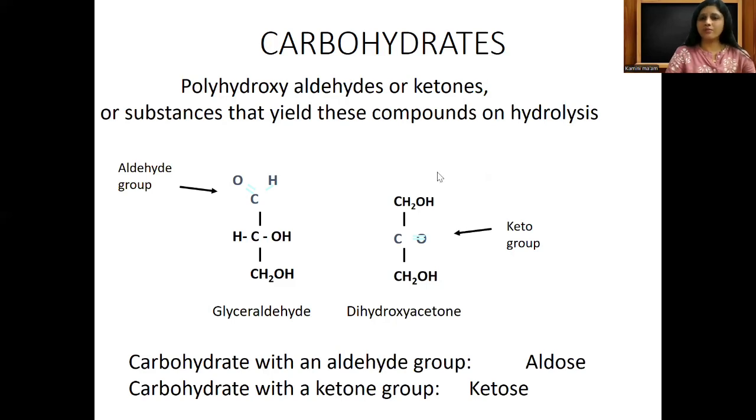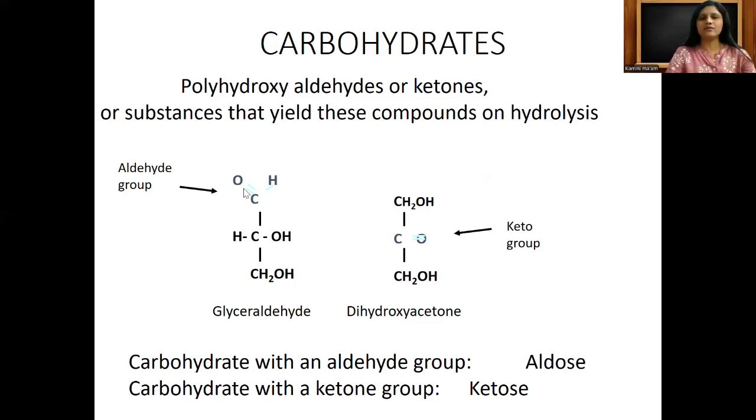So the compounds which contain the functional group CHO or C=O, and have many hydroxyl groups, are known as carbohydrates. So polyhydroxy aldehydes or ketones, or derivatives of polyhydroxy aldehydes and ketones, or the substances that yield these compounds, aldehydes and ketones with polyhydroxyl groups, on hydrolysis are known as carbohydrates. This is an example of a carbohydrate, that is glyceraldehyde, which is the smallest carbohydrate.